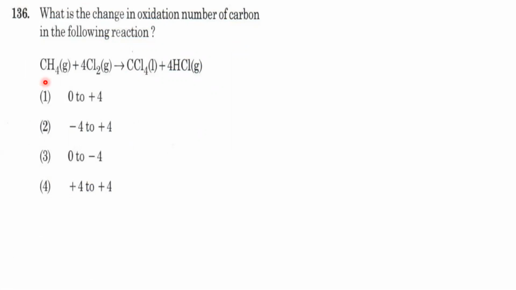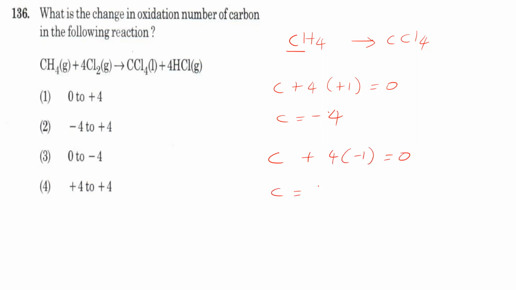A reaction is given, carbon is present in methane and CCl4. Now we will see the change in oxidation number, that is CH4 is converting into CCl4. In CH4, hydrogen is taking a +1 oxidation number, therefore carbon is taking -4 oxidation number. In CCl4, chlorine is taking -1 oxidation number, so carbon oxidation number is +4. Therefore -4 is converting into +4, so the answer for this question is the second option.